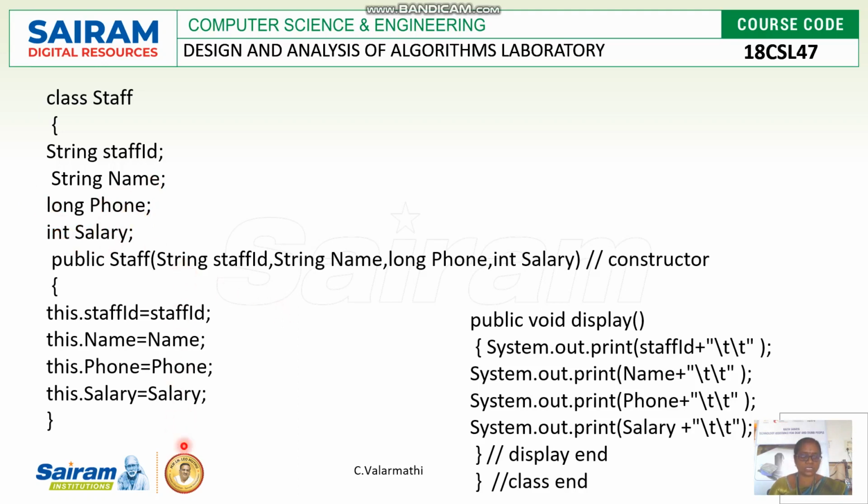Now coming to its construction, this is a parameterized constructor with the first parameter as ID, second parameter as name, third parameter as phone and fourth parameter as salary. These parameters are respectively assigned to the corresponding members: staff ID, name, phone and salary. Now the construction is done.